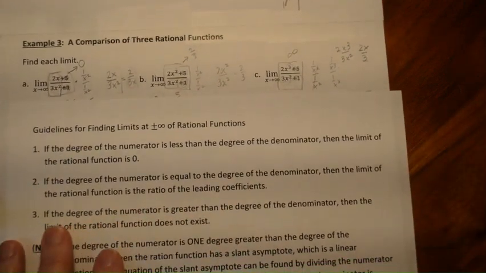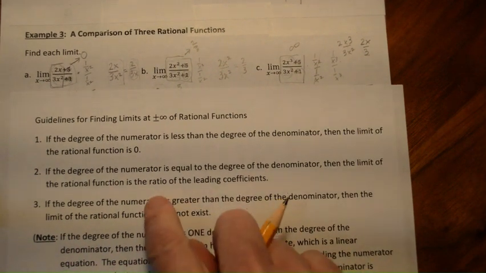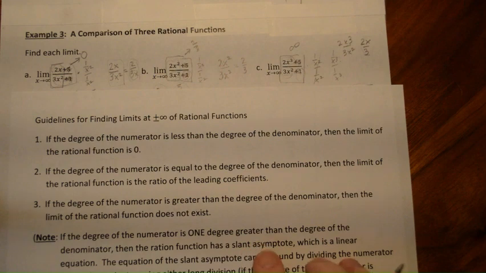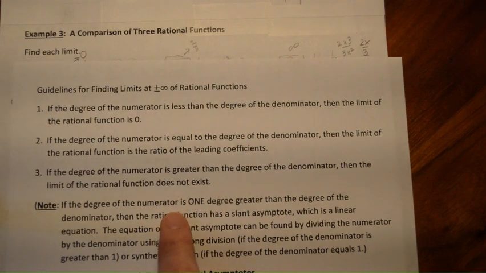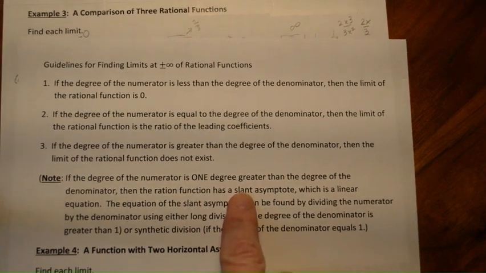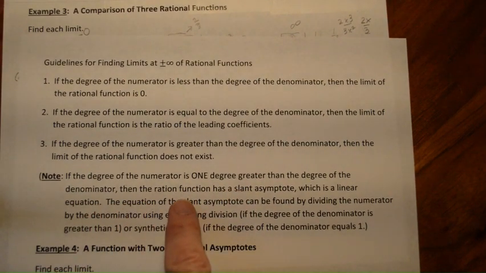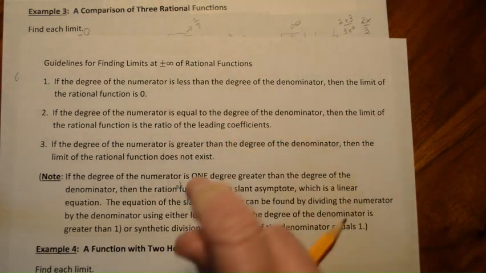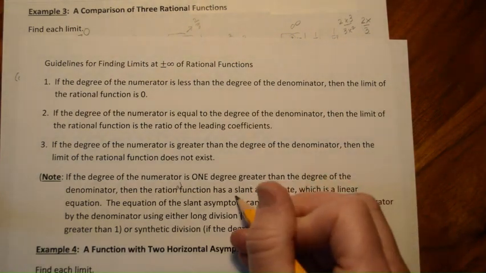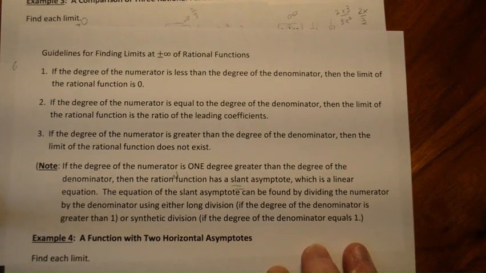All right, and so we would say if the degree of the numerator is higher than the denominator, then the limit doesn't exist. All right, but we have a special note here. If the degree of the numerator is exactly 1 degree greater than the degree of the denominator, then the rational function, sorry, that's a typo, the rational function has a slant asymptote, which is a linear equation.